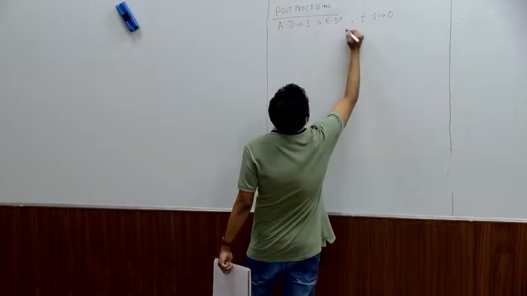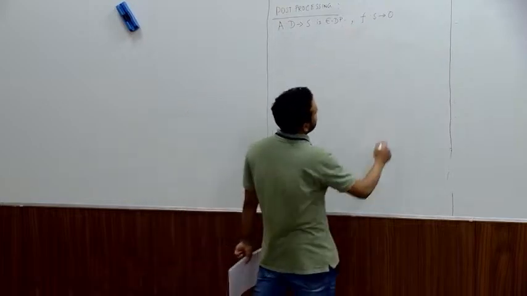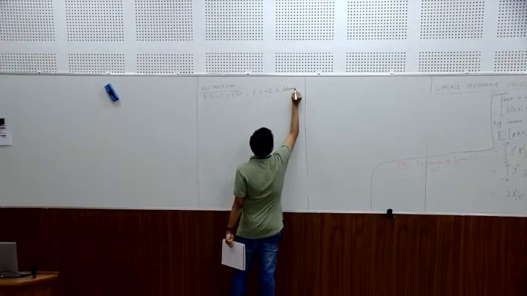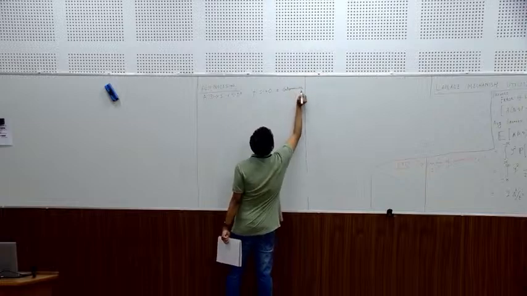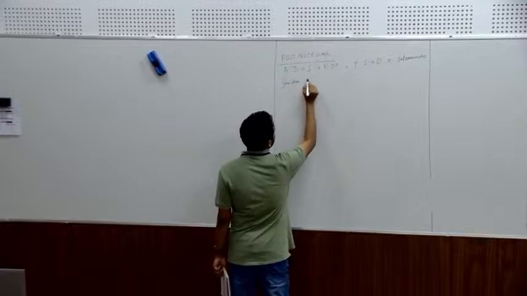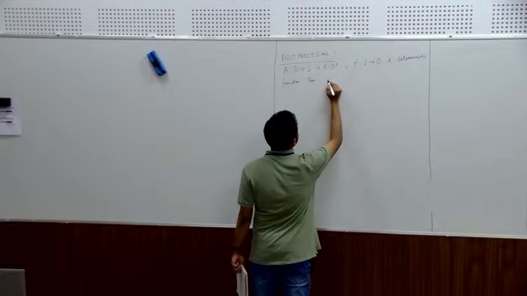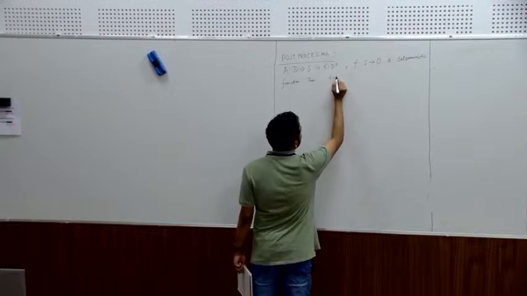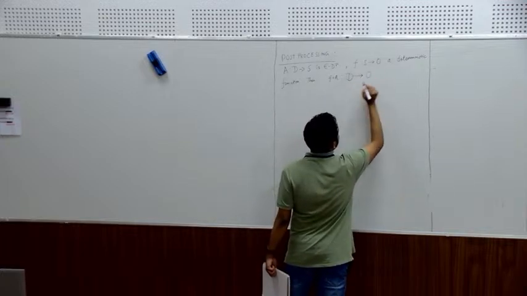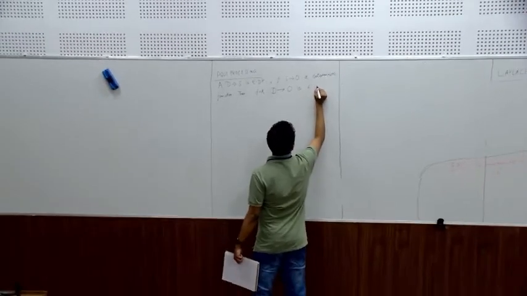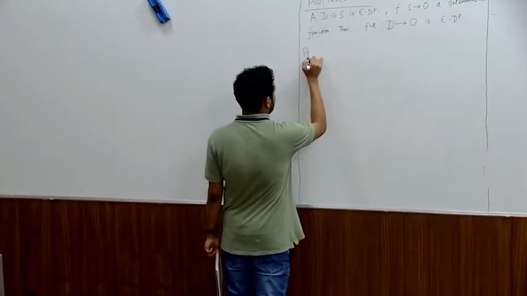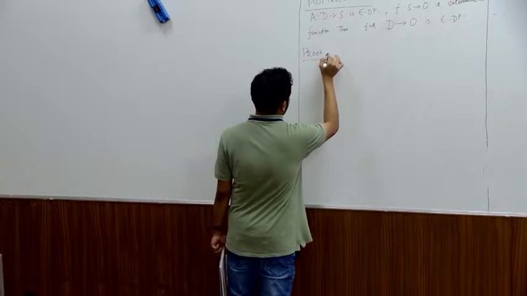So A from D to S is epsilon-DP, and f is a deterministic function. Then f composed with A, whose domain is D and range is O, is also epsilon-DP. This is the statement. Okay, so the proof is very simple.